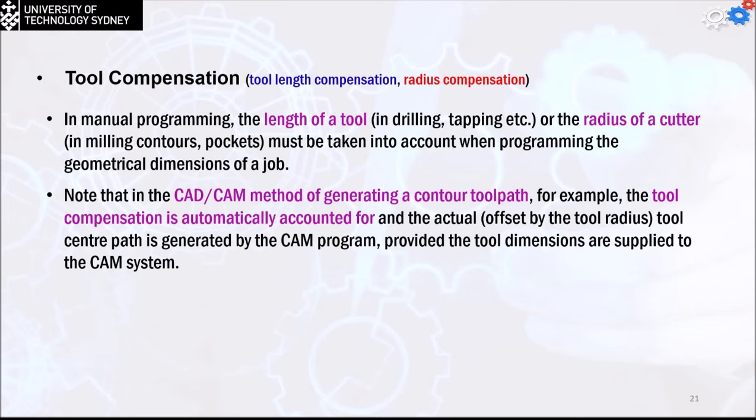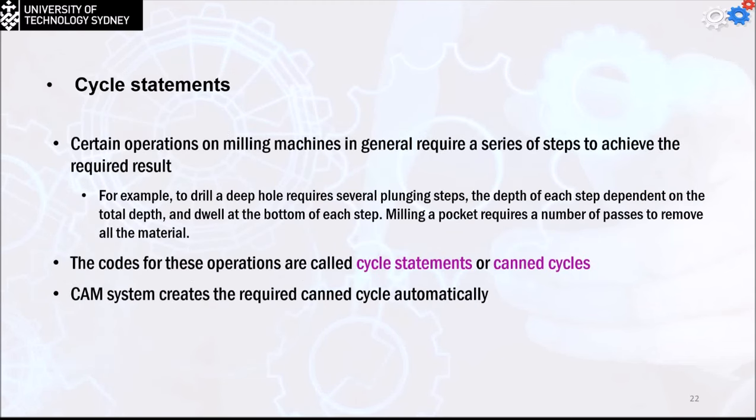In manual programming, the length of the tool in the case of drilling and tapping, or the radius of the cutter in milling contours and pockets, must be taken into account when programming the geometrical dimensions of the job to be done. Note that in the CAD/CAM method of generating the contour tool path, the tool compensation is automatically accounted for. The actual offset of the tool center path is generated by the CAM program, provided the tool dimensions are supplied to the CAM system. If we don't use CAD/CAM, we have to do this compensation manually.